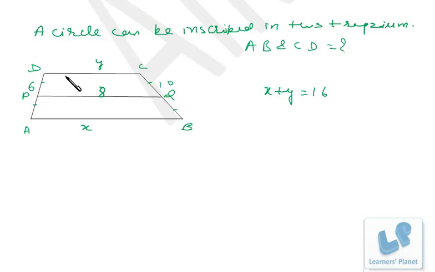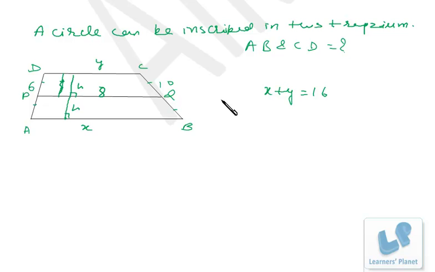Now this height, I assume it to be h, and this height is also h. This perpendicular distance is h, and this is also h. Right. Now what do I do? I find the area of this trapezium and then the area of this trapezium.